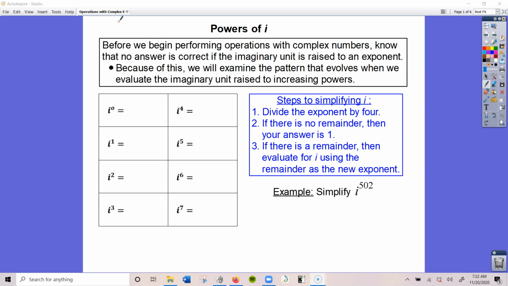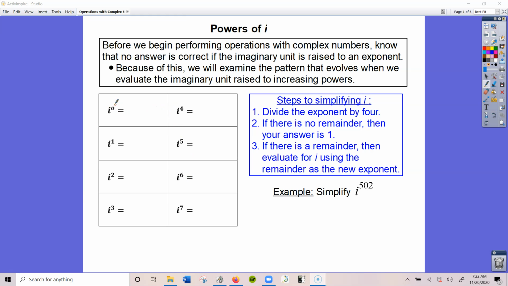Hello everyone. Today we're going to learn about the different powers of i and how to simplify, as well as how to do operations with complex numbers. So here we have a chart from i raised to the 0 exponent all the way to the 7th, just so that we can establish a pattern.